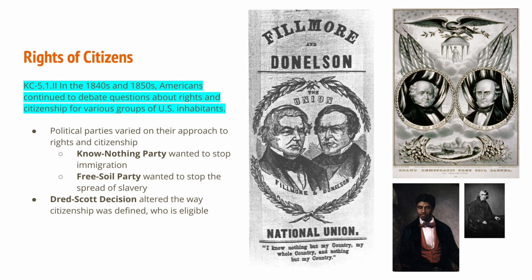In regards to citizenship rights for African Americans, the Free Soil Party wanted to stop the spread of slavery. You see the two banners for each one there. Both had previous former presidents as the candidates in their presidential campaigns. So Millard Fillmore for the Know Nothings and Martin Van Buren for the Free Soil.